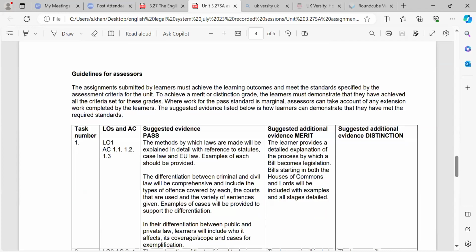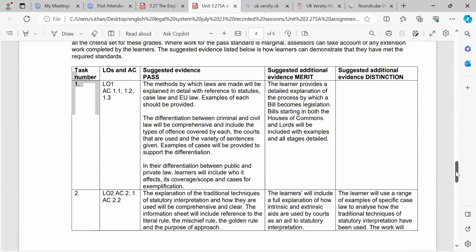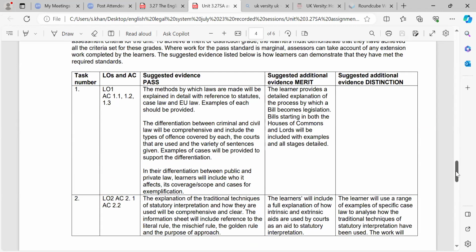These are some guidelines for assessors that you could refer to in regards to any information that is needed in each task. So if you look at task 1, the learning outcome AC 1.1, 1.2, 1.3, the methods by which laws are made, explain that in detail, and examples should be provided. The differentiation between criminal and civil, comparison, and types of offences covered.